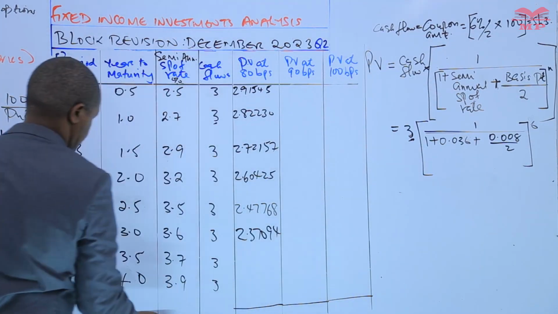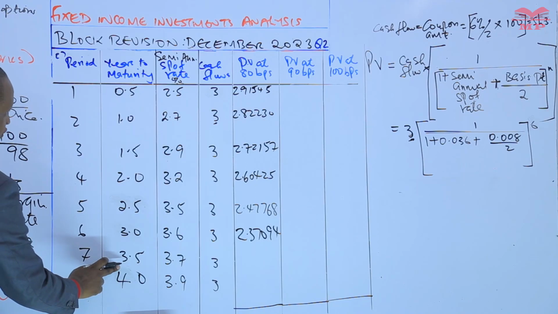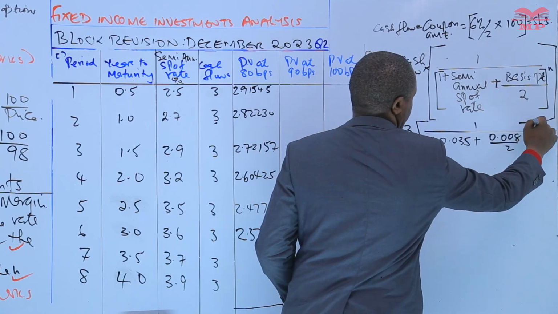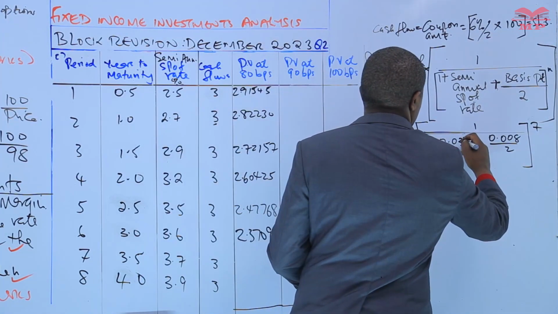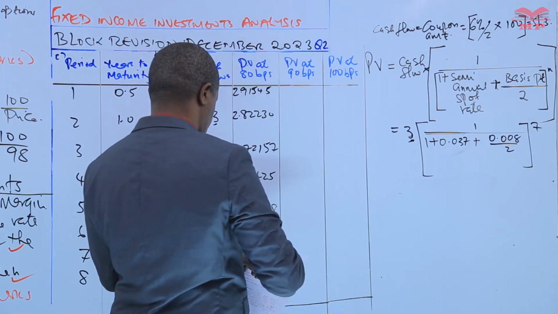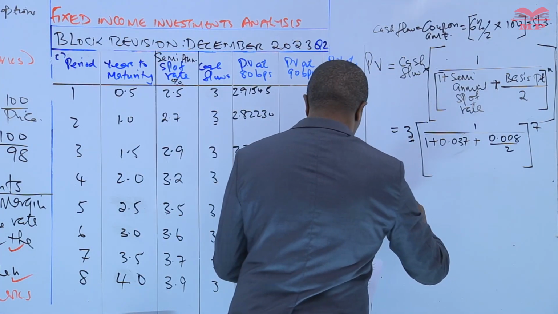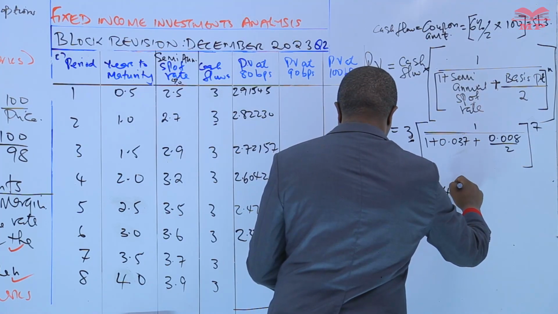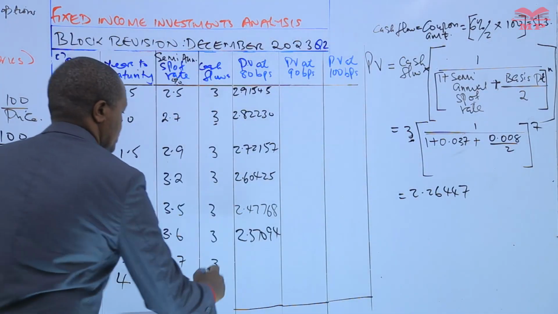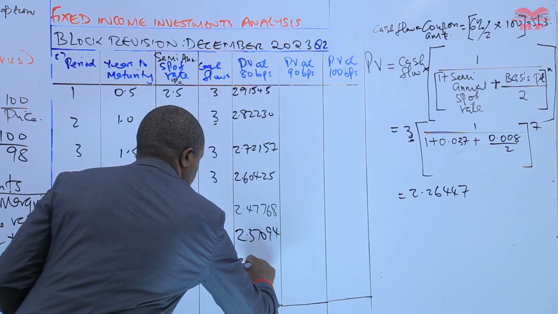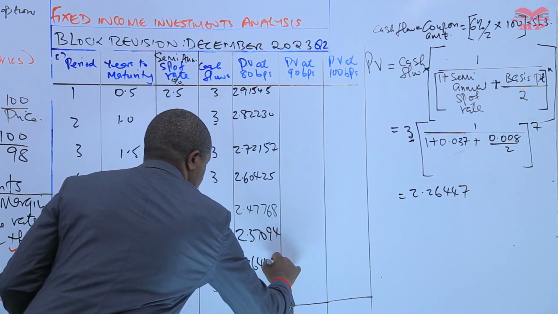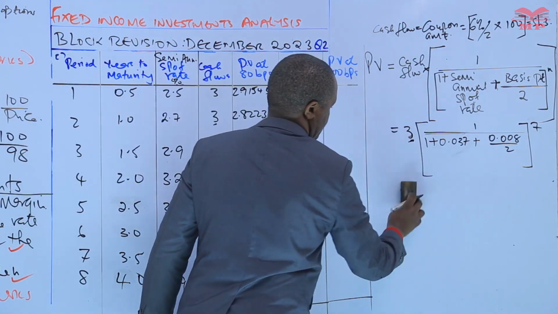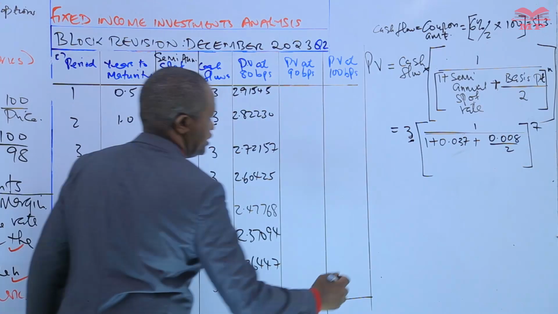Moving on. Period 7, the rate is 3.7%, not 3.5%. So this will be equal to 2.26447. That is period 7. Now period 8, candidates, you need to be keen here.